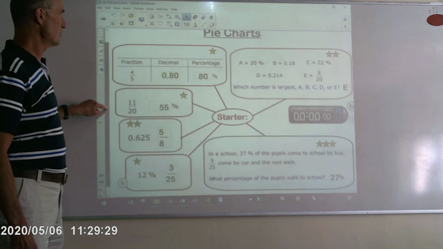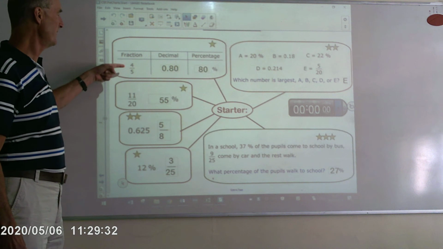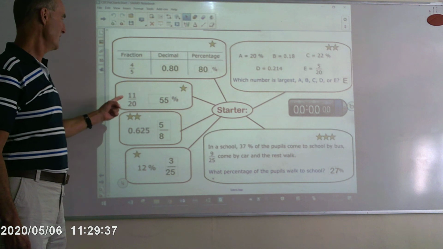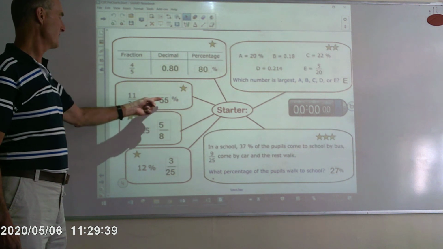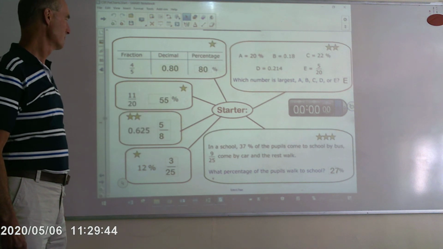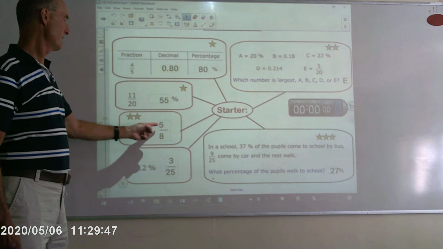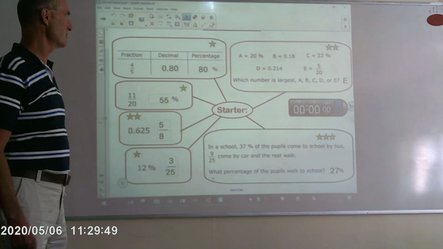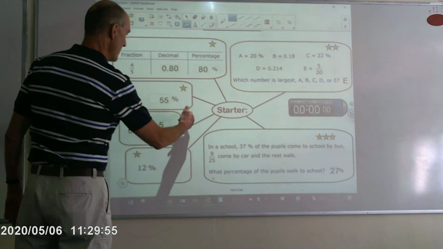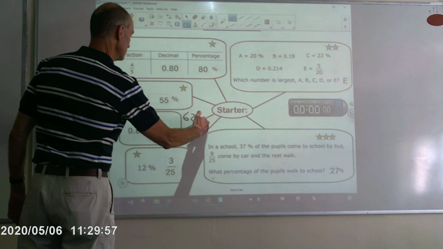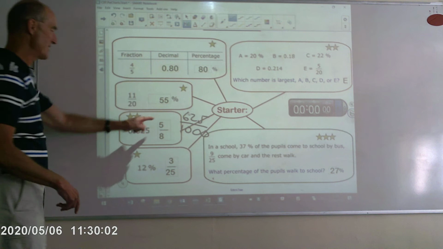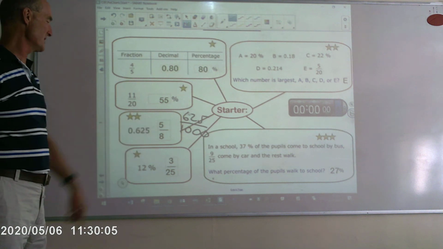Okay, there's the solutions to your starter. 4/5 is 0.80 as a decimal, 80% as a percentage. 11/20 is 55% as a percentage. 0.625 is 5/8 as a fraction. And just to help you out a little bit with that, that's 625 thousandths. Cancel all that down and you get down to 5/8.